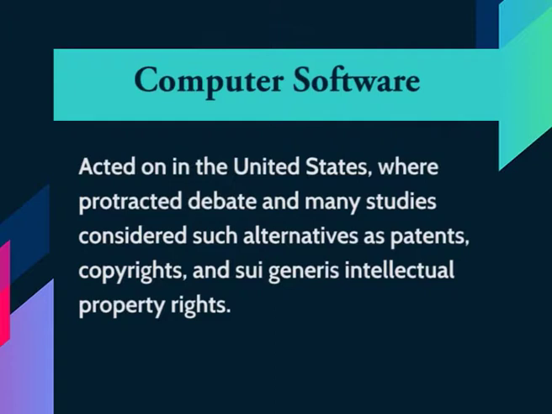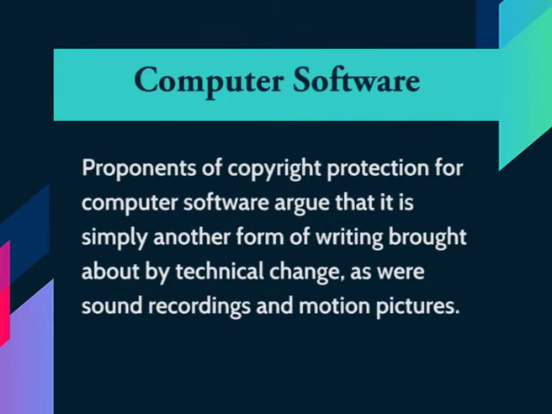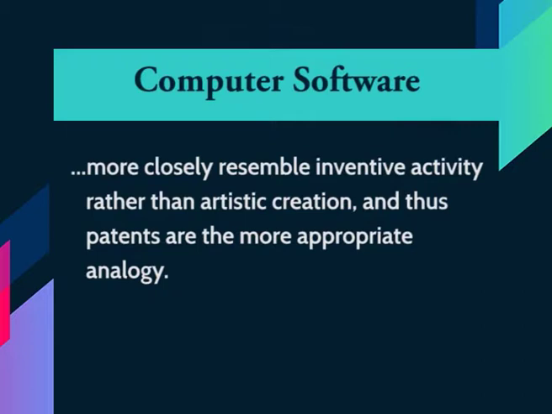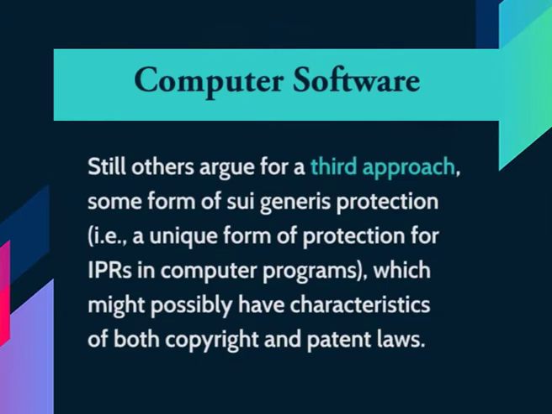Proponents of copyright protection for computer software argue that it is simply another form of writing brought about by technical change, as were sound recording and motion pictures. Proponents of patent protection argue that the mental and financial effort required to produce software and the functional uses of the software more closely resemble inventive activity rather than artistic creation, and thus patents are the more appropriate analogy. Still others argue for a third approach, some form of sui generis protection.